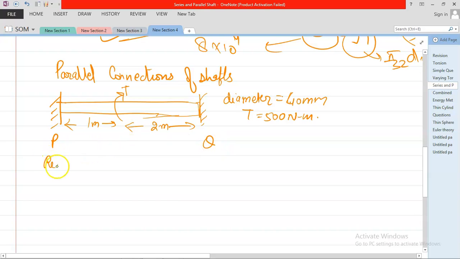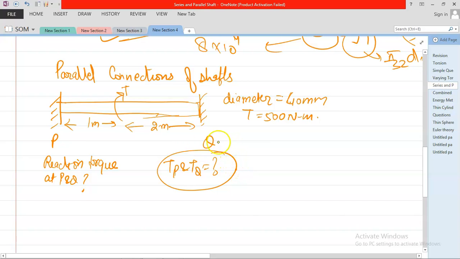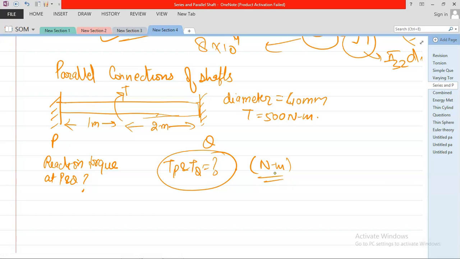Parallel connection of shafts at P and Q. You need to find what is the TP and TQ. Okay, I am giving you 1 minute. Please use the concept of parallel connections and solve this question. The value should be in Newton meter.